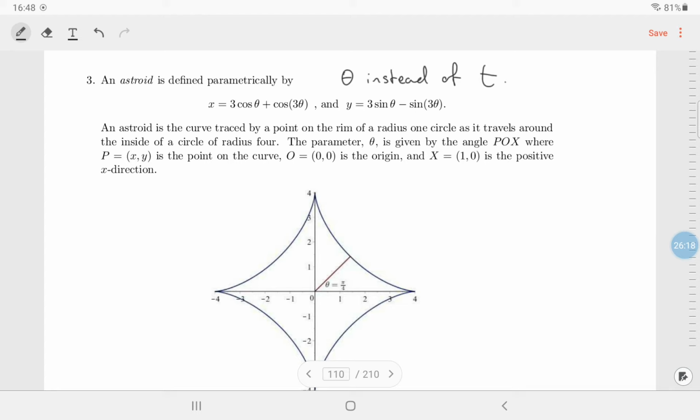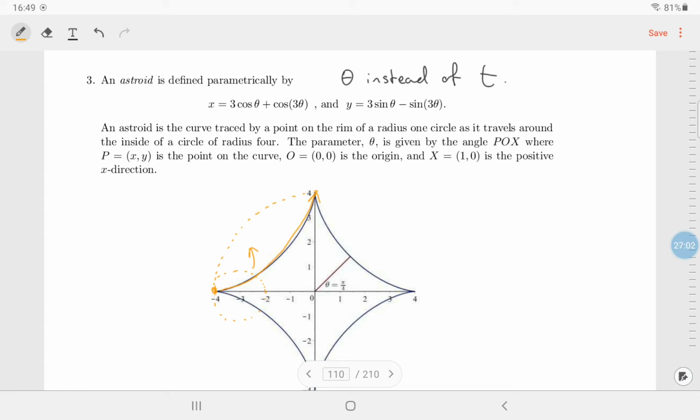We could draw this, but I'll maybe try and draw a little bit of it. I could make a fool of myself though as well. This is supposed to be a circle. And so what you have is a ball rolling. Now the ball has radius 1. So you have a ball rolling inside another ball. So look at this point. As that rolls, this point here traces out that shape, is the idea. So it's the curve traced by a point on the rim of a radius 1 circle as it travels around the inside of the circle of radius 4.